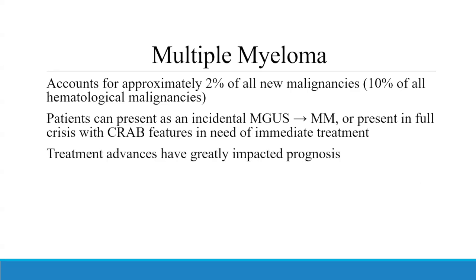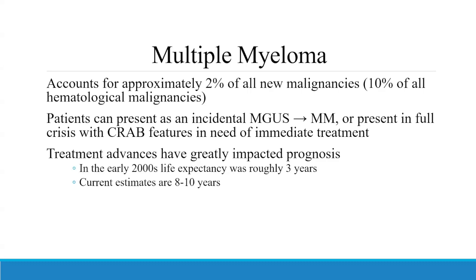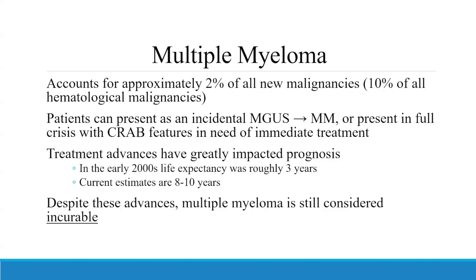Myeloma has made great gains in the last 20 years. So back in the 2000s, overall life expectancy was about 3 years, and now we're pushing closer to 10. Despite all of that, though, we still have to point out that this is an incurable type of blood cancer.